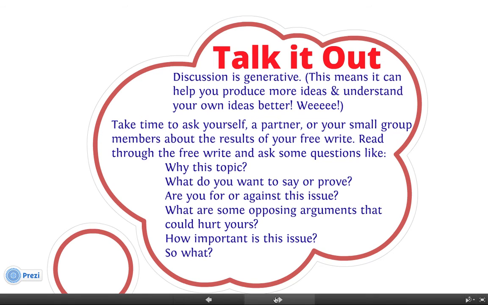So the third thing that we do when we are trying to generate ideas or be creative or brainstorm is to talk it out. Discussion is generative. In other words, this means it can help you produce more ideas of your own, and it can help you understand your ideas a little bit better that you just wrote down in your free write. When you talk something out with another person, especially your peers, you can often come up with more ideas. They can help you come up with more ideas, and they can help you clarify what you even mean.